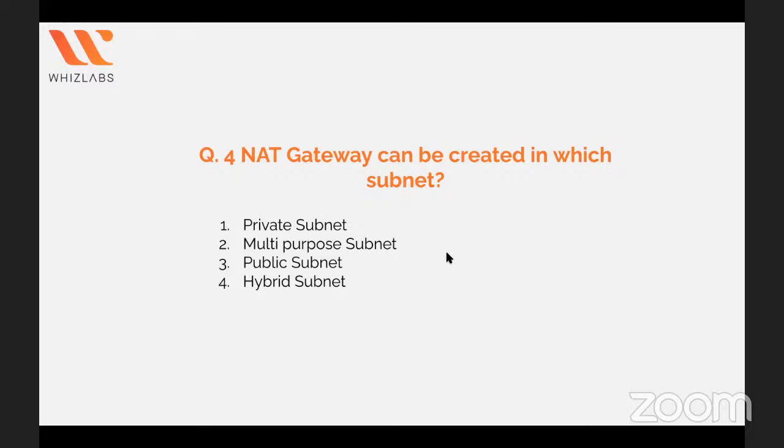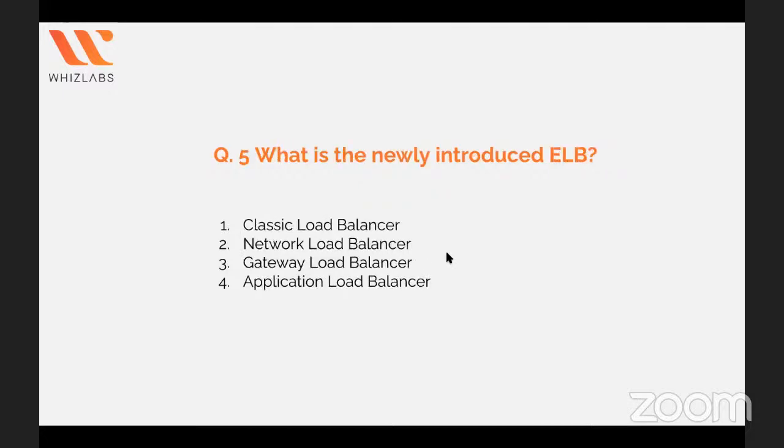So the last question. What is the newly introduced elastic load balancer? There are 4 types of load balancers present in ELB. First is the classic load balancer, second is the network load balancer, third is the gateway load balancer, and fourth is the application load balancer. The answer was launched at re:Invent 2020.